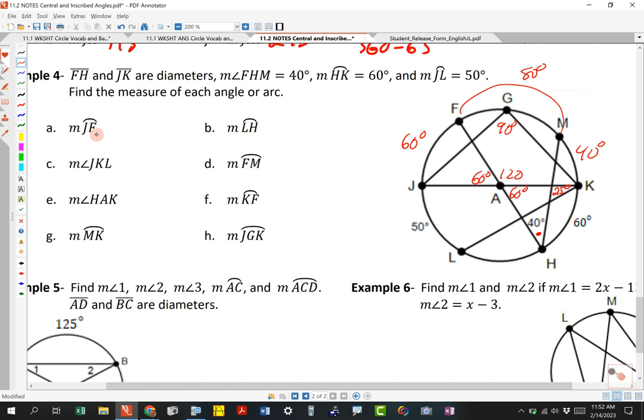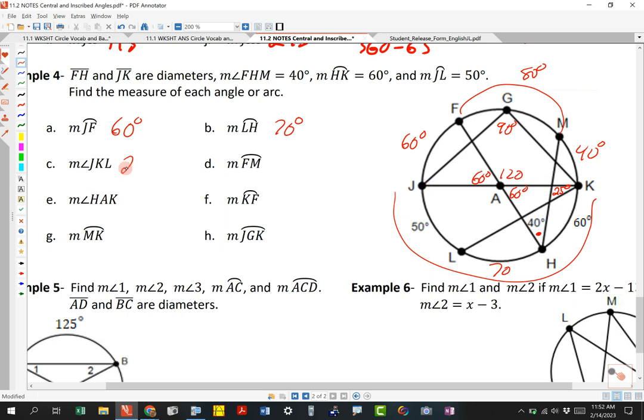Arc JF, 60 degrees. Got that. LH. Ooh, I don't have that yet. But we do know this is 50 and this is 60. What is it? 70. This one's 70 because this is 180 from here to here, 50 here and 60 here. That's 110. 180 minus 110 is 70. So this one's 70 degrees. Perfect.